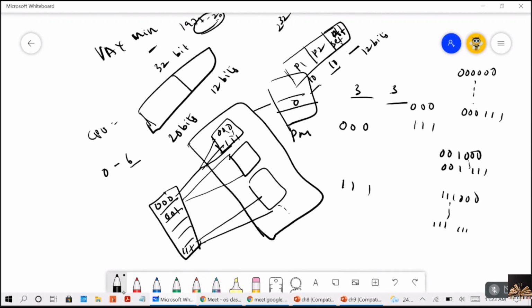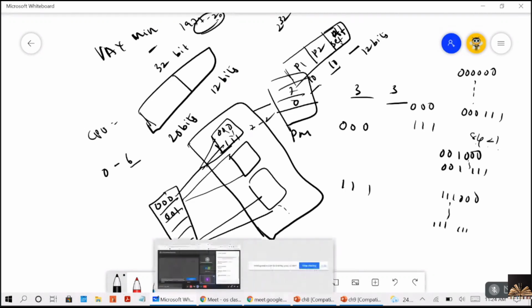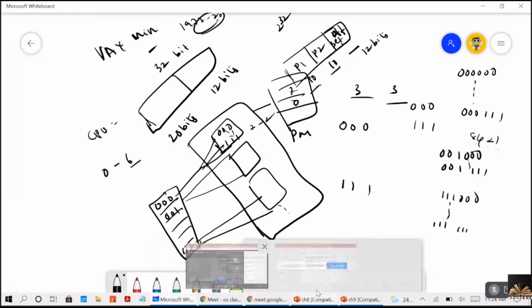Now 000111, which means what? 7, that is 4 5 6 7. So the seventh page will have a reference somewhere in, let's say, frame 2. So the 7th page is in frame 2. That way they will be stored by making use of this hierarchical paging.